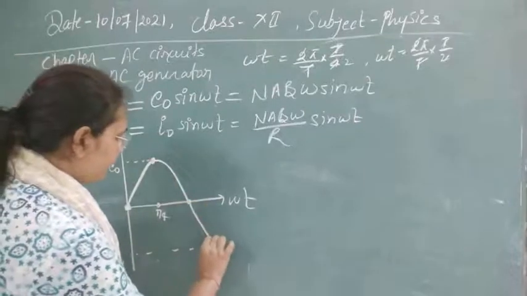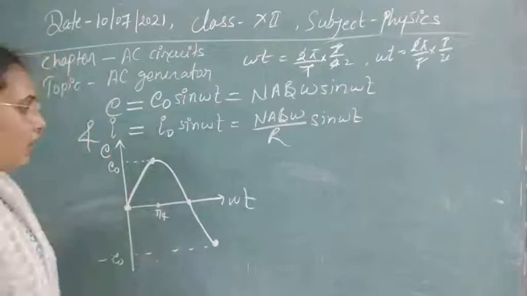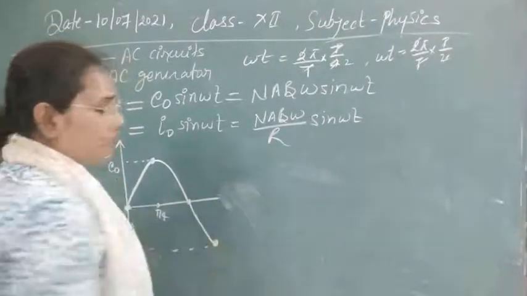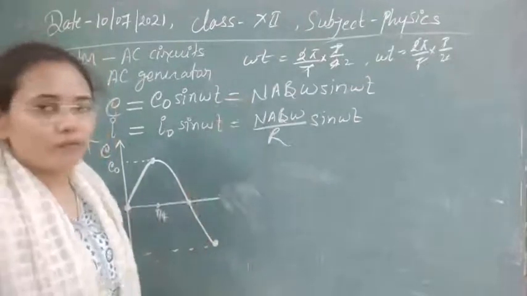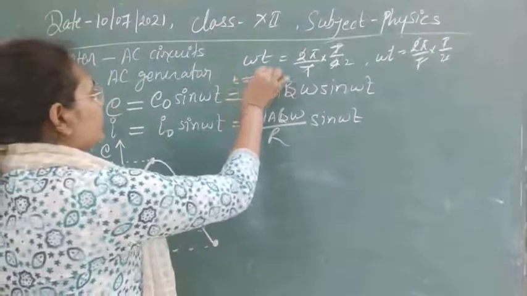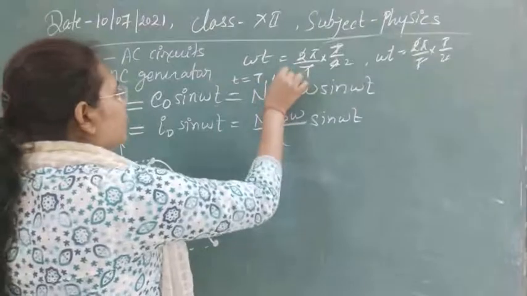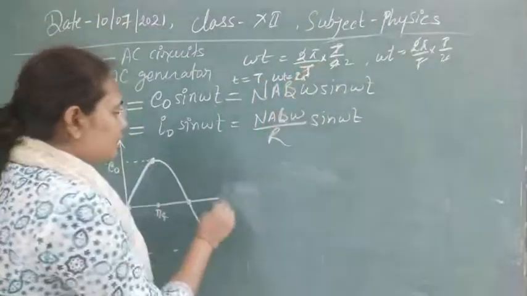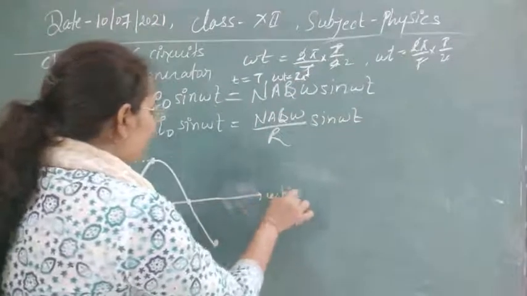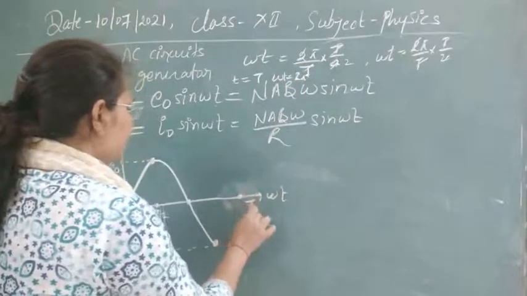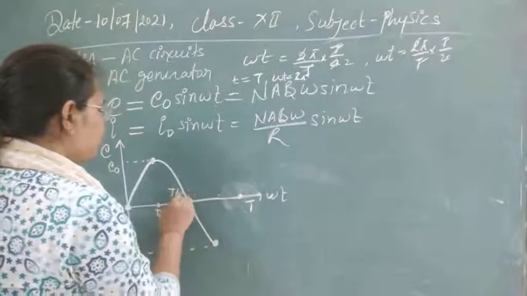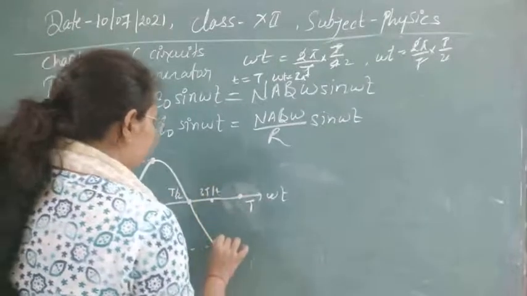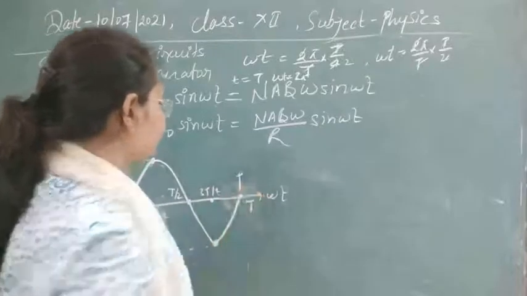The graph will turn here in this way, and now again at 360 degrees, or you can also write t is equal to capital T. For t equal to T, our omega t will give us the value 360 degrees, or 2 pi. We will get this one. So this is omega t. This is suppose our T point. This was our T by 2. This is the point where we are getting 3T by 4, and this one is T.